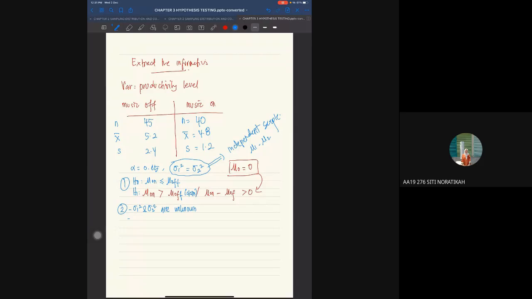Equal. So based on the information that we extracted just now, we have sigma 1 equal to sigma 2. What about the n? n1, n2 greater than or equal to 30. So we go to the formula with the Sp. Z test.